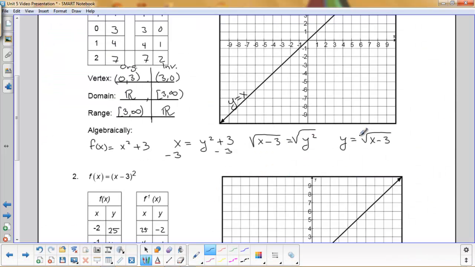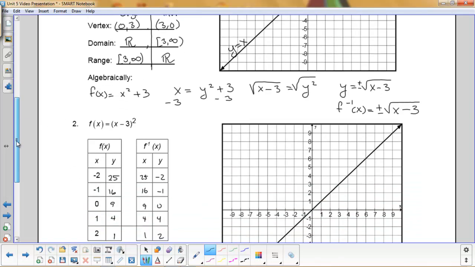So that means the step that I missed here was to include the plus or minus. So please remember, whenever you square root both sides of an equation, to always include the plus or minus. The last step is to change it back into function notation. f inverse of x equals plus or minus the square root of x minus 3.